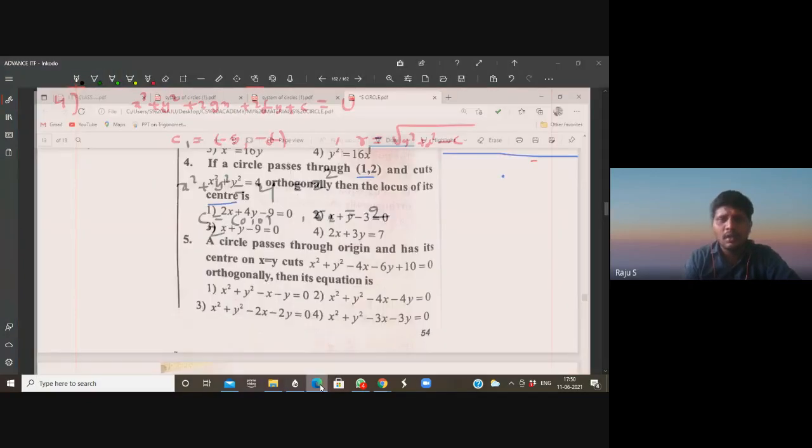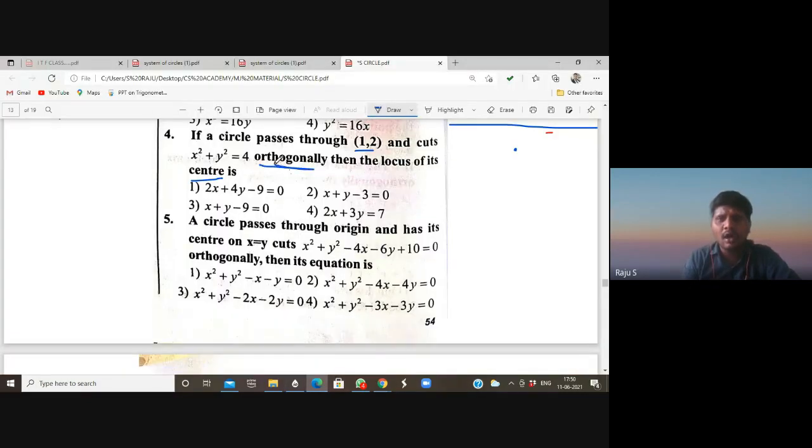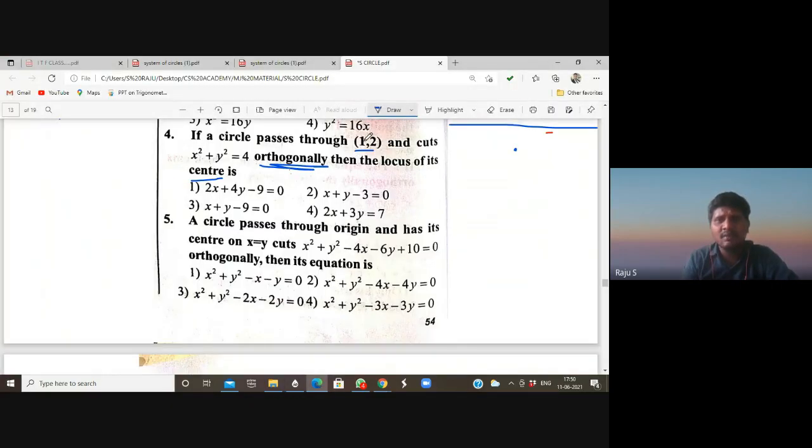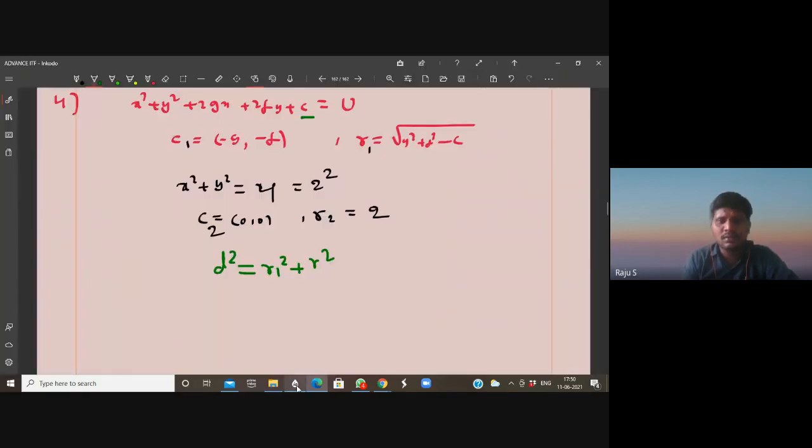Same here. What did they give? Two circles are orthogonal. Orthogonal means the theta value is 90. When the theta value is 90, what is the condition? D square is equal to R1 square plus R2 square. It is the same as the above question. But to eliminate the c value, they gave that the given circle also passes through the point. Let us take this as equation 1. Equation 1 passes through the point (1, 2).